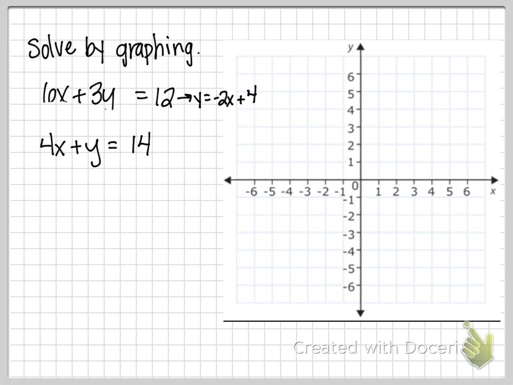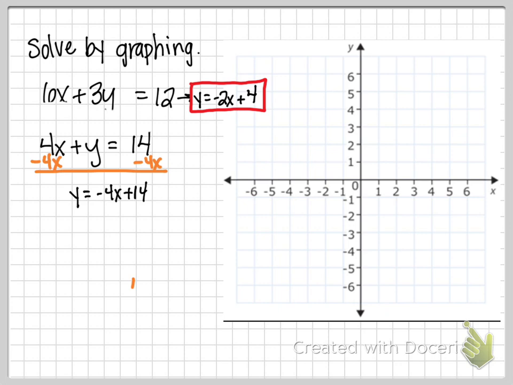All right, so here's our equation number 1. Do that in red. And then the second one is pretty easy because to get y by itself, we just have to subtract 4x from both sides. So we end up with y equals negative 4x plus 14.